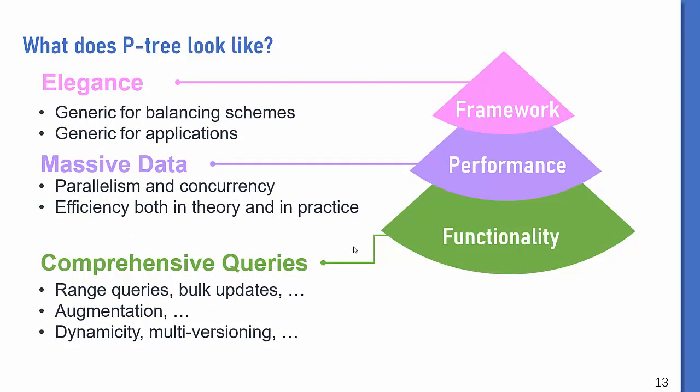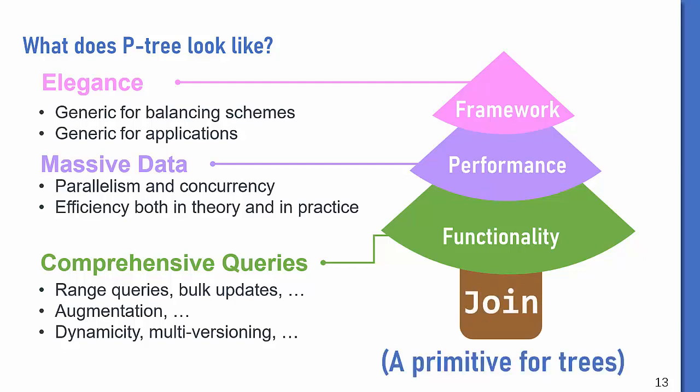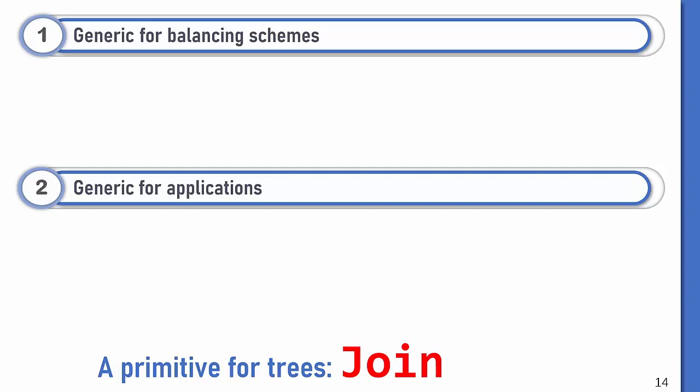The good news is that actually the magic thing we'll see in this tutorial is that the P-tree can support all of this. So a P-tree would exactly look like this. Okay, and the key idea to make this possible is that all the properties are supported by a primitive for trees called join. Okay, so for functionality and performance, it's easy to understand the requirement, but what do we mean by this framework and elegance? So let's zoom in here and try to see what can we get using join.